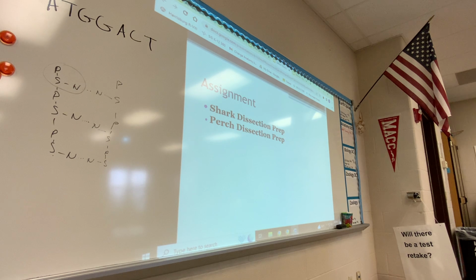And shark and perch dissection prep. We will dissect the perch tomorrow. Hopefully Elena's here.